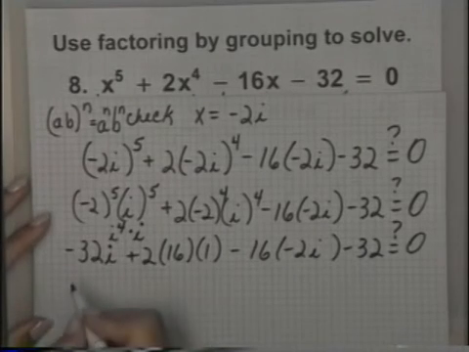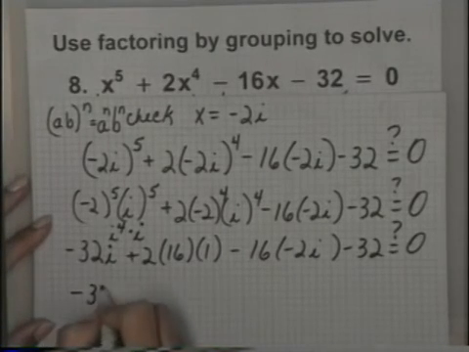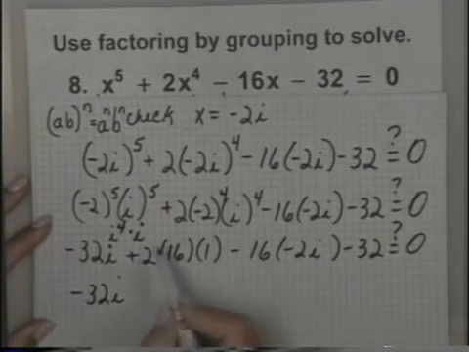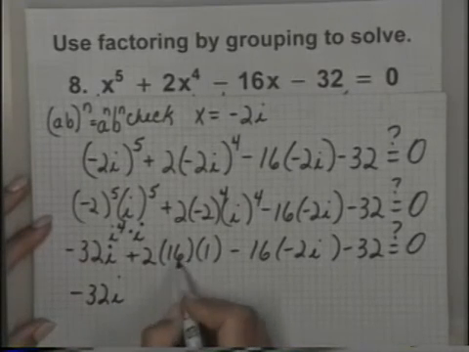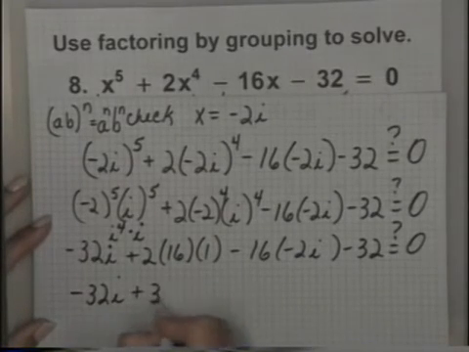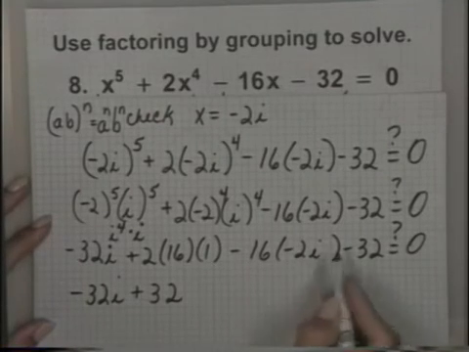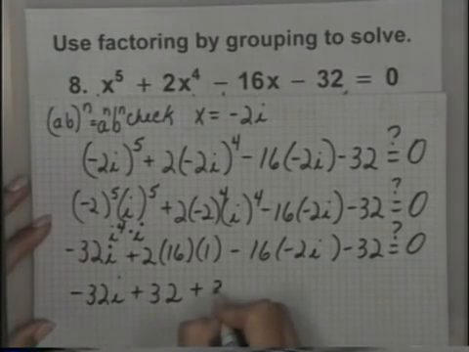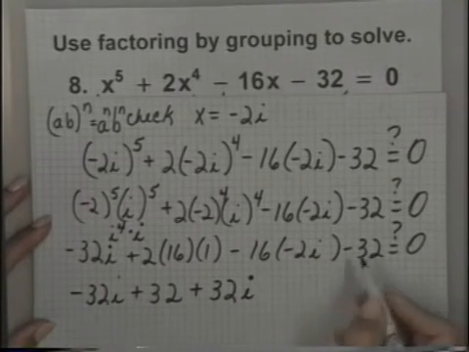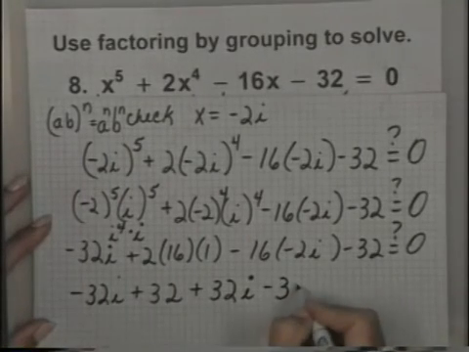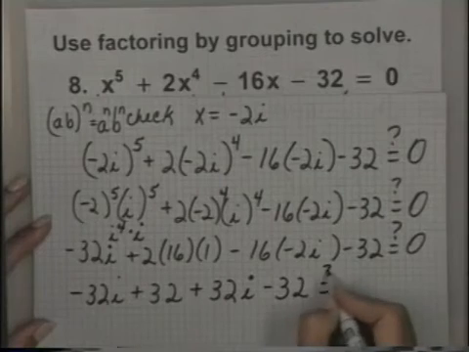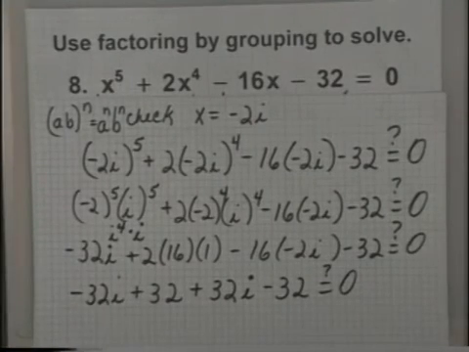Let's do our multiplication. This first term is negative 32i. This second term is 2 times 16 times 1, which is 32. For this third term, minus 16 times minus 2i would be plus 32i. And then, of course, this last term is negative 32. And the question is, does this equal 0?